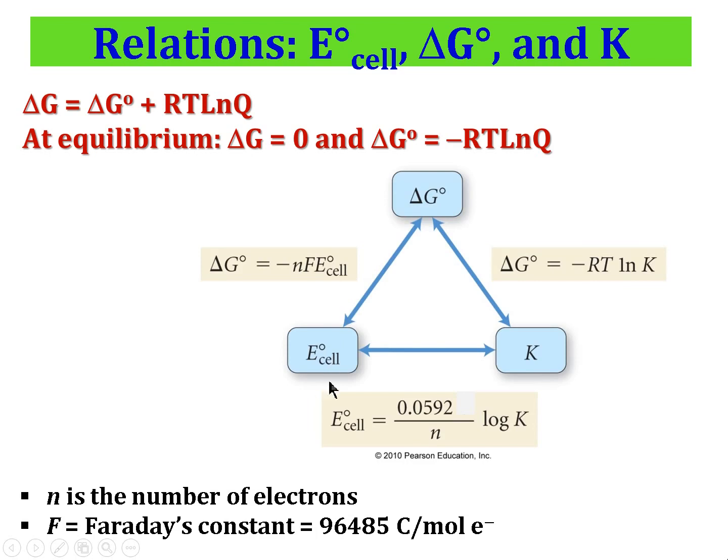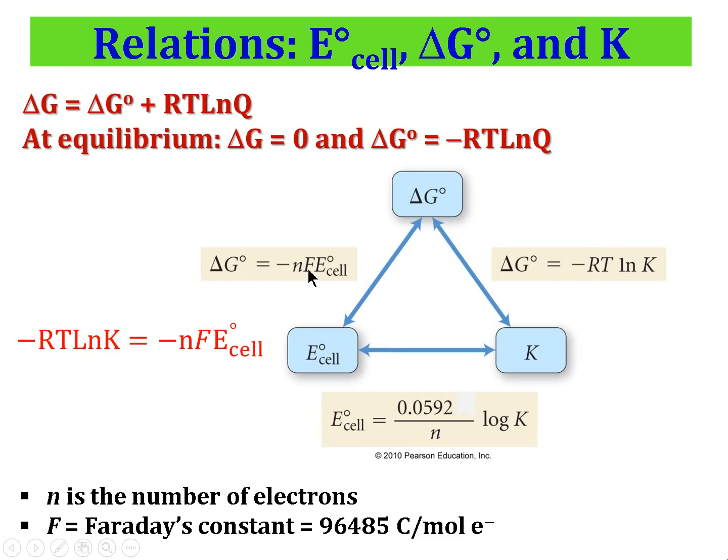We have this famous triangle, which is the relation between delta G0, E0 of the cell, and K. Delta G0 of the reaction or of the cell equals minus NF E0 of the cell. Delta G0 is related to K: delta G0 equals minus RT ln K. So what is the relation between E0 of the cell and the equilibrium constant?